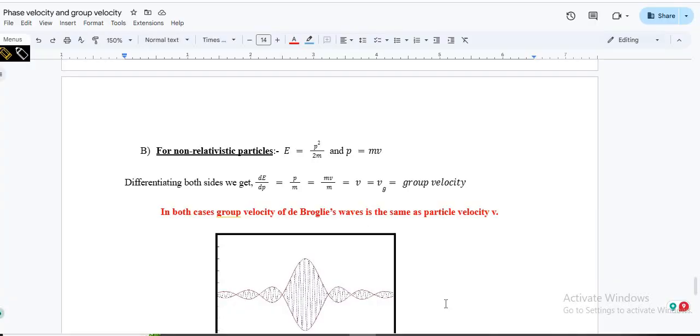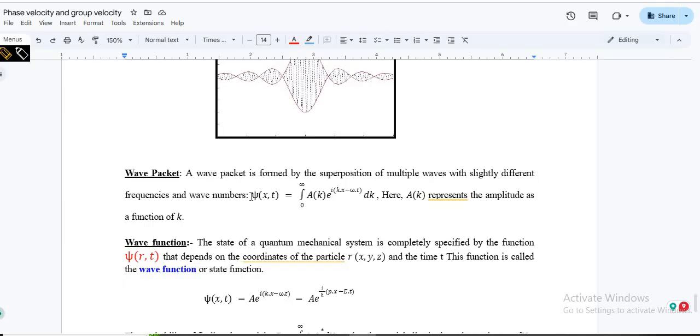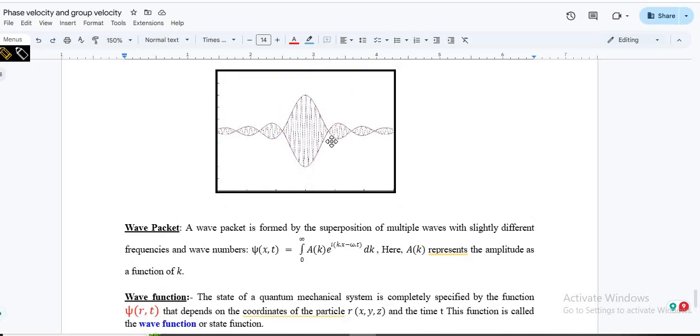So when you think about quantum mechanics, we need to think about a group moving, a wave packet moving. That wave packet represents the particle which is moving in this direction. This wave packet is represented by some mathematical expression. For simplicity, we have considered only two waves, but there may be an infinite number of waves. They will superpose and form the packet. The velocity of the wave packet is represented by Vg, the group velocity.